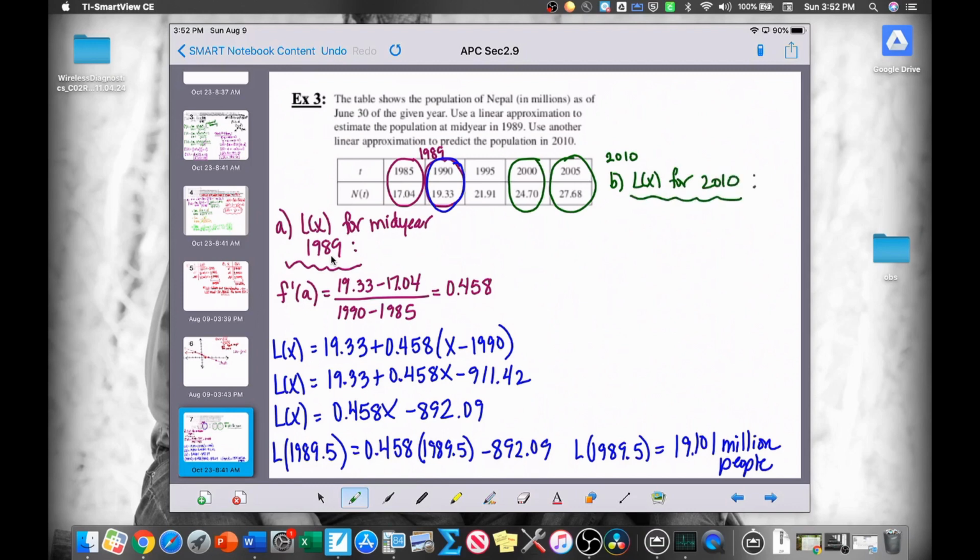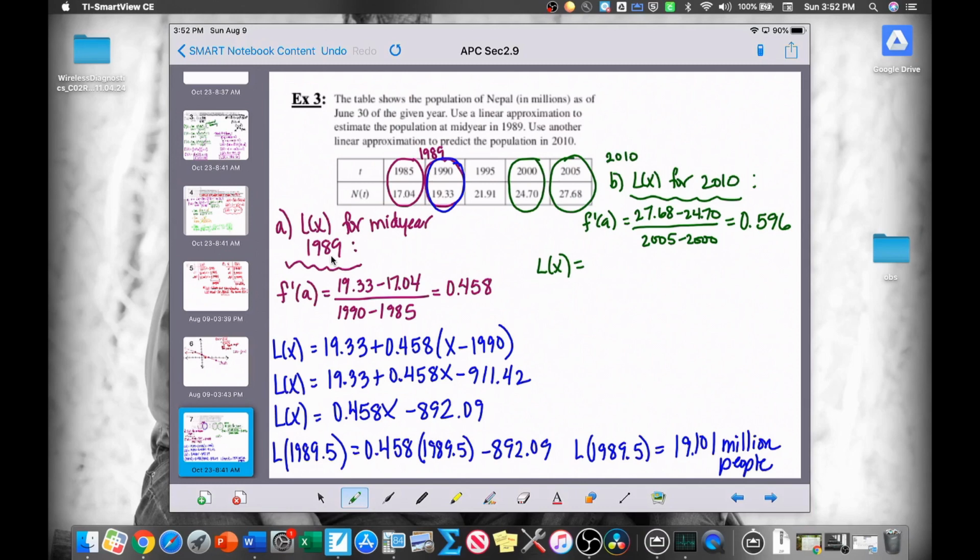And I'm going to start again by finding my slope, or my f prime of a, which is going to be the slope between those two ordered pairs. So it's going to be 27.68 minus 24.70 divided by 2005 minus 2000. Grab your calculator, do the math. You should get a slope of 0.596.